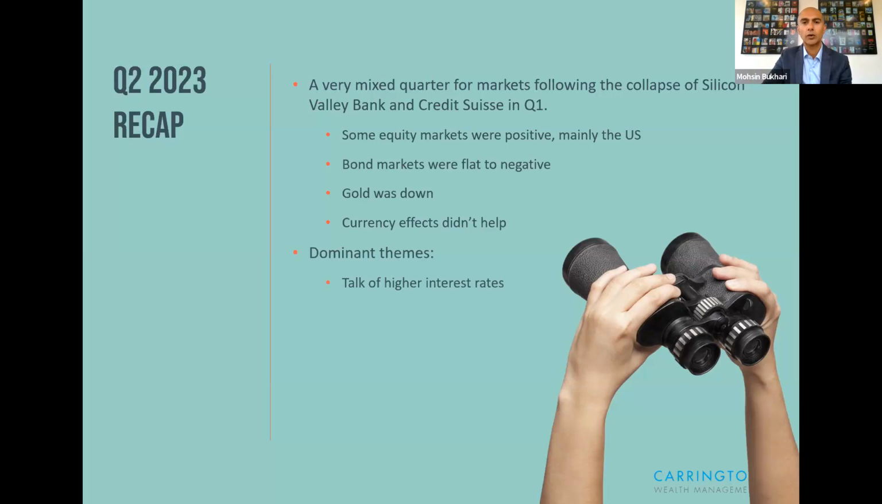The dominant theme, as I mentioned, was talk of higher interest rates. That's back on the agenda. There was lots of hype around artificial intelligence, and we've decided that this time we're going to spend a bit of time on this later in the pack. As I mentioned, weakening Chinese economic data, and that's largely due to two reasons.